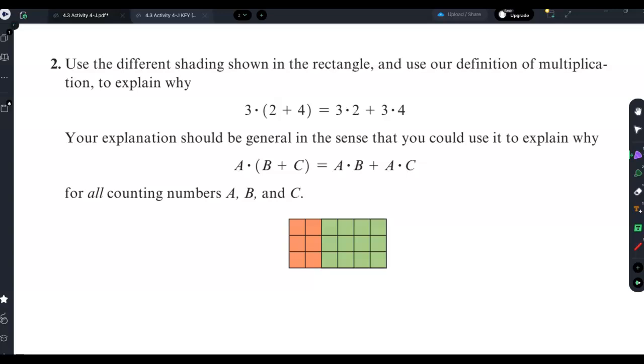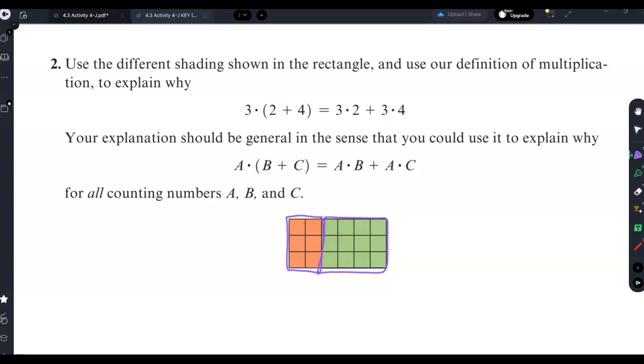B, and C. So if we look at the picture we have here, typically if we want to find the total number of squares, we would take the number of rows and multiply it by the number of squares in each row. That's our typical area or array model. The problem with this one though is that we essentially have two separate arrays. We have our orange array and we have our green array. So how could you approach this if you have two different arrays and you want the total?